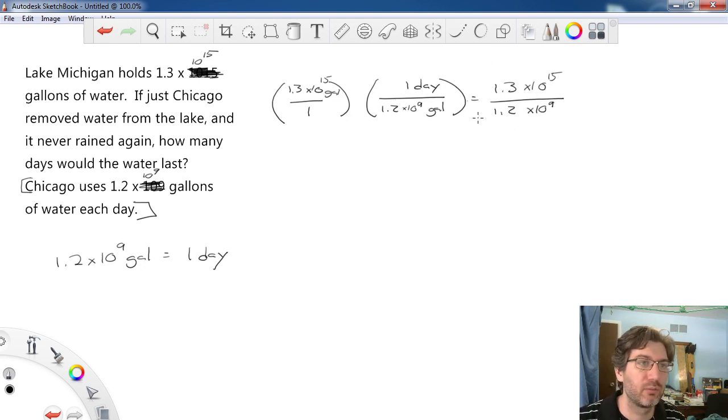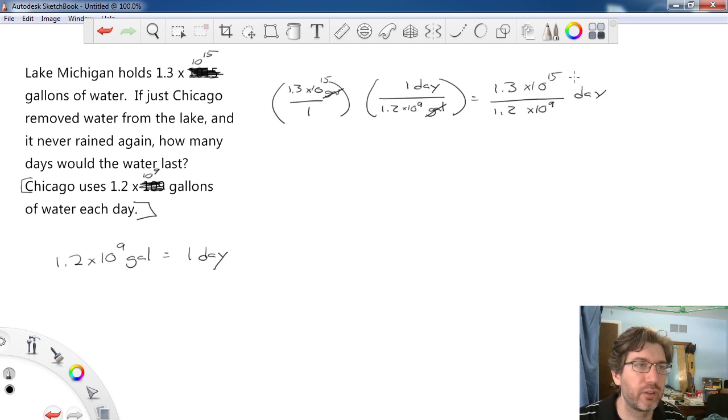So this here, once you reduce it, is going to equal days because gallons will cancel. So this is going to be how many days it takes to drain Lake Michigan, assuming it never rains again and Chicago doesn't change how much water it uses every time. So nothing gets recycled. We're just going to see how much water is in there, how long it can last.